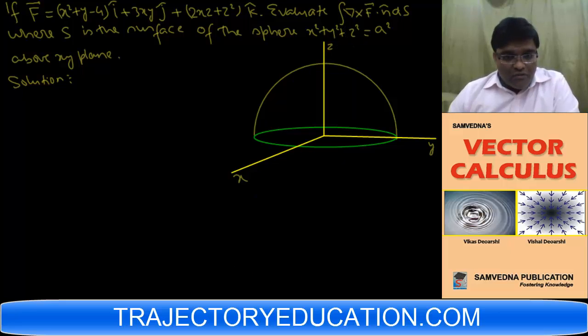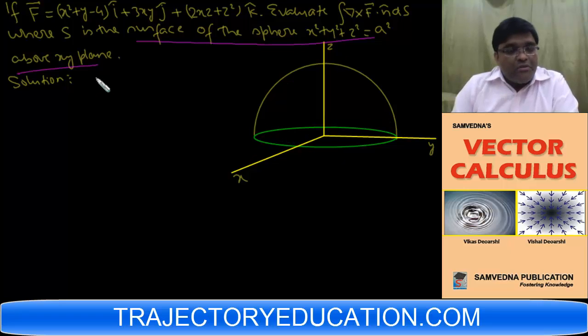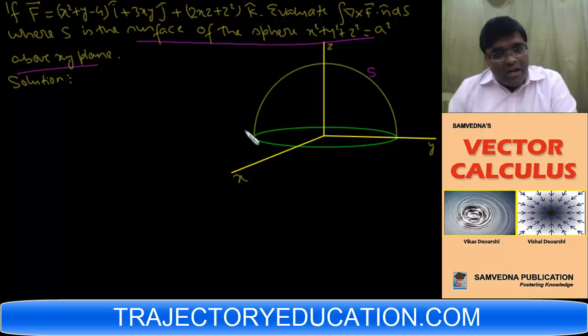We have to evaluate the surface integral over the surface of the sphere which lies above the xy plane. So this is the part of the sphere which lies above the xy plane, and it will be an open surface. As I told you earlier, the Gauss Divergence Theorem holds for a closed surface. Since the surface integral has to be evaluated on an open surface, I can't apply the Gauss Divergence Theorem, because S is a hemisphere, a part of the sphere lying above the xy plane, and this part is open.